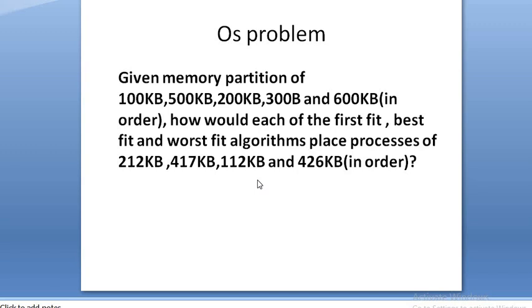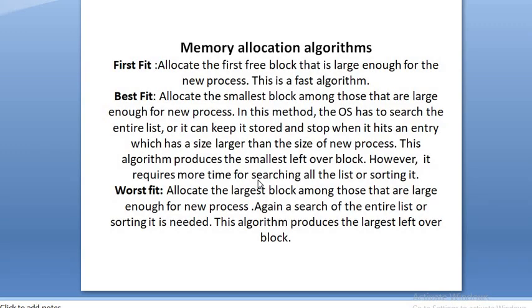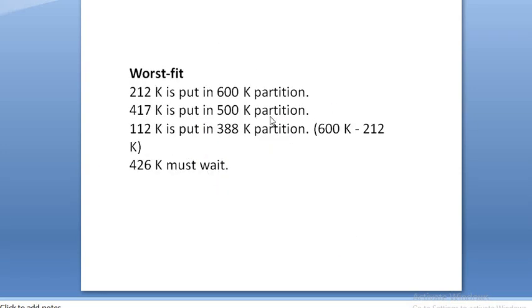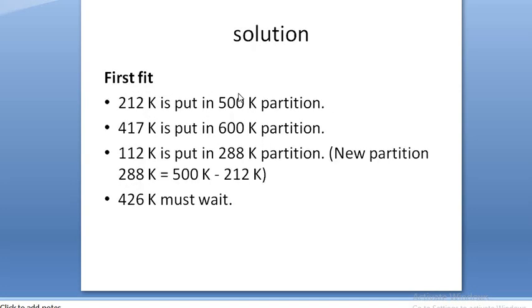The last one is the worst fit. From the name itself we can identify it is to allocate the largest block among those that are large enough for the new process. Again a search of the entire list or sorting it is needed. This algorithm produces the largest leftover block, that is the wastage. See here, first we are going to take this 212. The largest is 600 KB. So 212 is going to stay in the largest, 600.